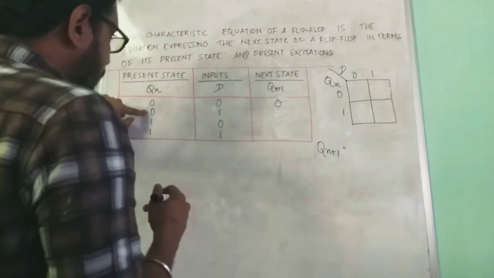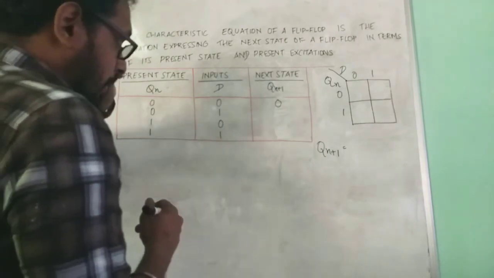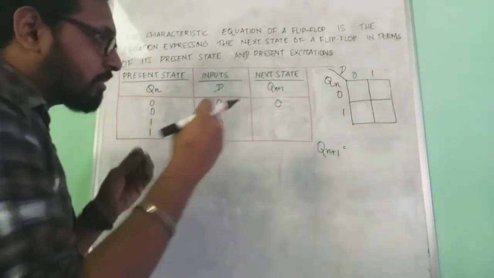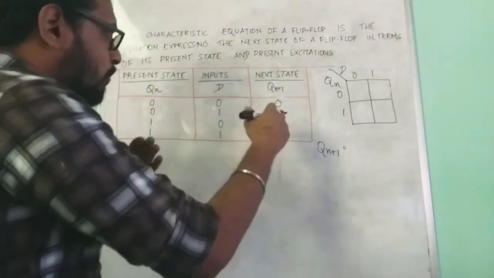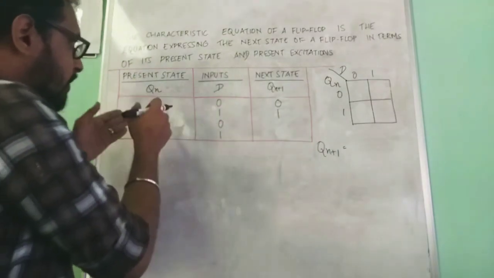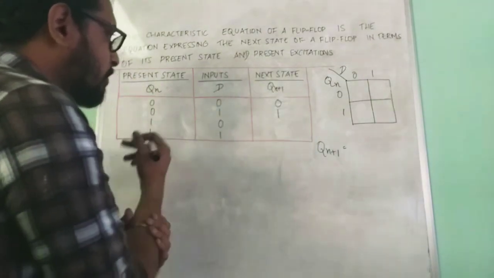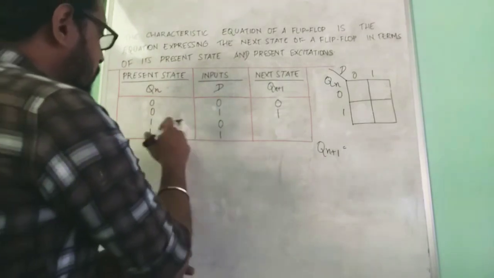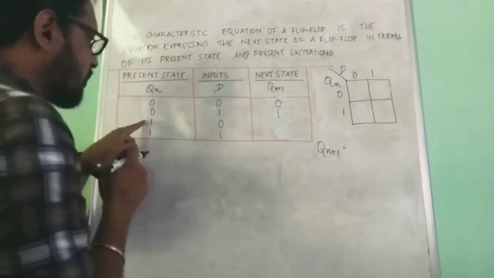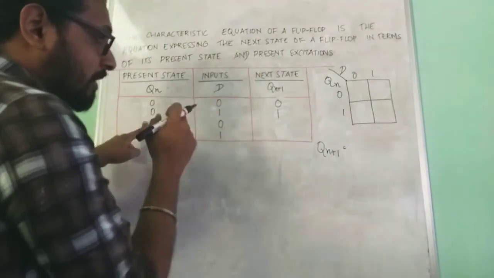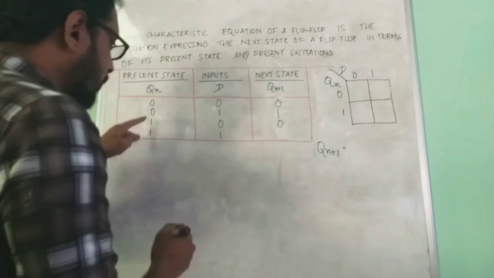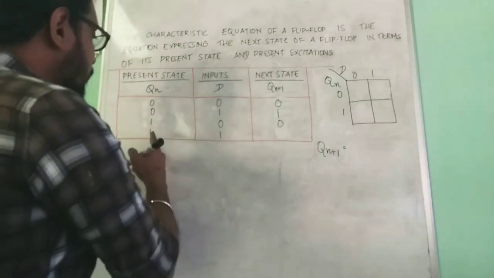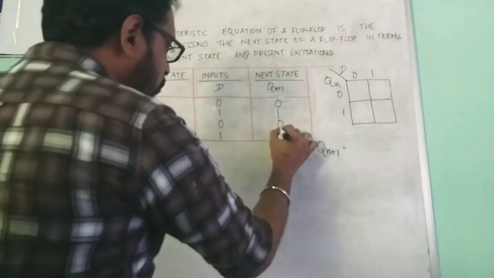When the value of Qn is 0 and the input is 1, we go for the set, that is, Qn will change, so when the value of Qn was 0, in Qn plus 1 it will be 1. Now the value of D is 0, that is, it's similar to reset, the value of Qn is 1, so it will become 0. And when the value of Qn is 1 and D is 1, we need to go for the set condition. Let me check. Yes, it's correct.